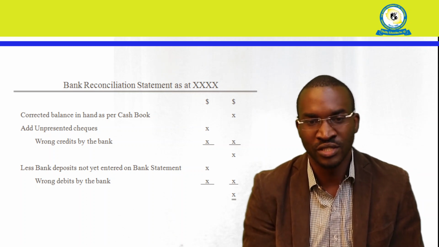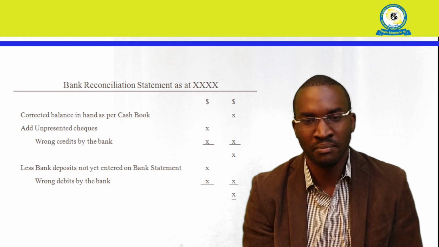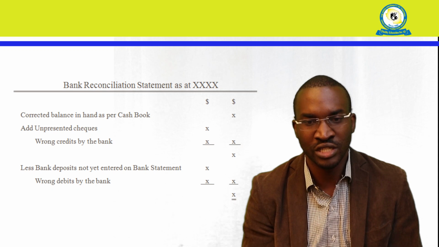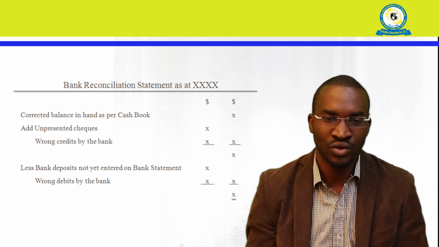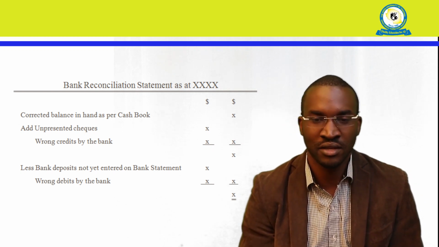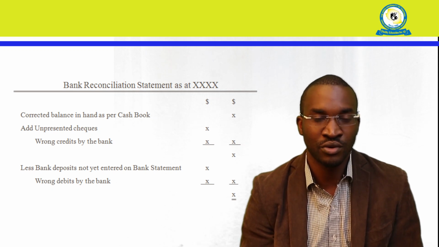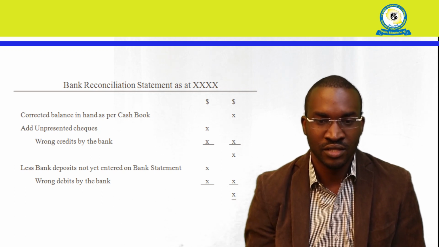Then you add unpresented checks, and you also add wrong credits by the bank. Then from the total, you list the bank deposits not yet entered in the bank statement and wrong debits by the bank. Now, to understand, I think it's very crucial to give you a hypothetical example that will make it easier for you to understand this topic.